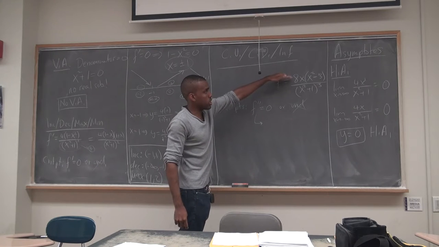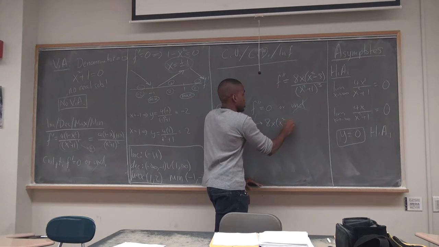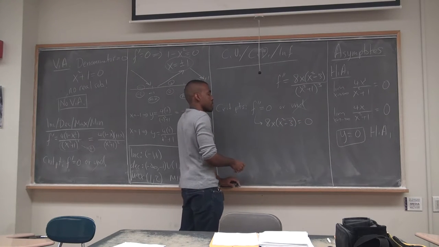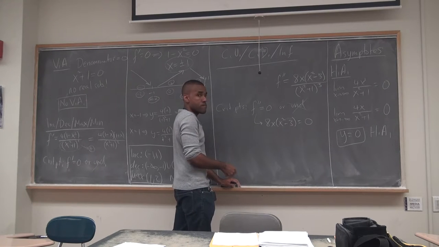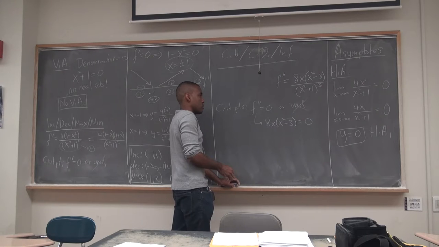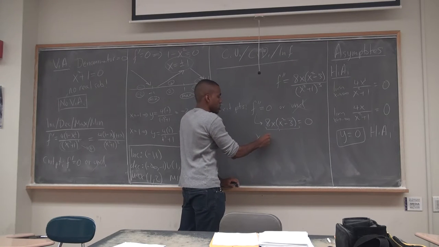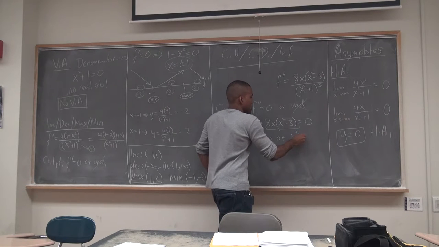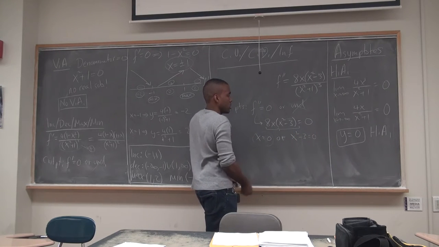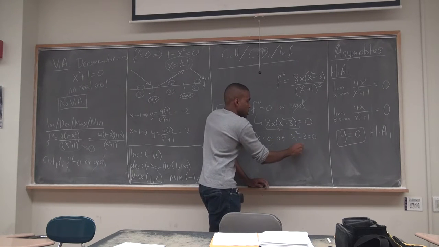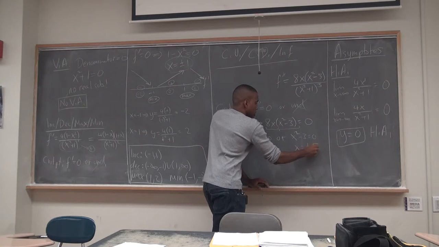Since it's a fraction, it's 0 when the top is 0. I'm going to set 8x times x squared minus 3 equal to 0. How do I solve that? Well, in this case, x can literally be either 0 or whatever x squared inside that parentheses will be to get 0. So we have a product of two things giving us 0, which means one or the other is 0. So either x equals 0 or x squared minus 3 equals 0. So x equals 0 is one of them. What is the solution here? Plus or minus radical 3.